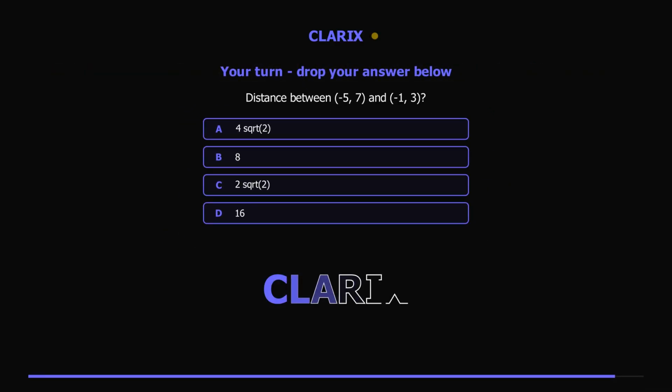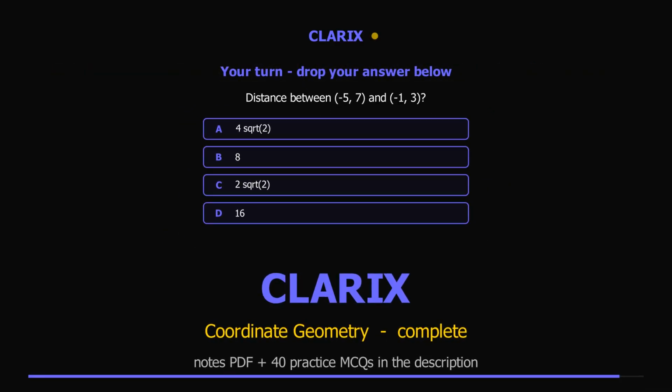And that's coordinate geometry. Distance, section, and midpoint, all from a right triangle and a ratio.